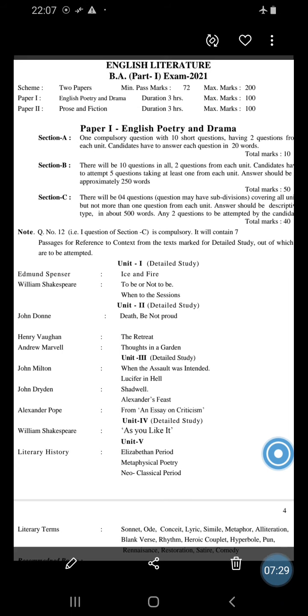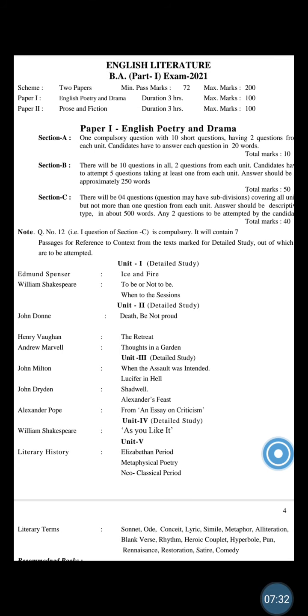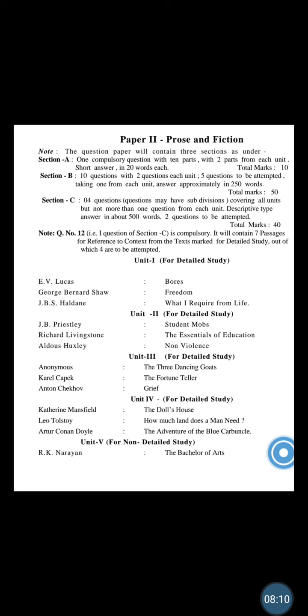Now, coming to the weightage that will be given. Now, the entire poetry section and the play, the drama, which has been prescribed for you, which is there in your syllabus, this entire portion is for detailed study. It is mentioned here in your syllabus that these are for detailed study. Detailed study means you will be getting extracts from these poems and the play. You will be getting extracts from them for reference to context in your exams. Clear?